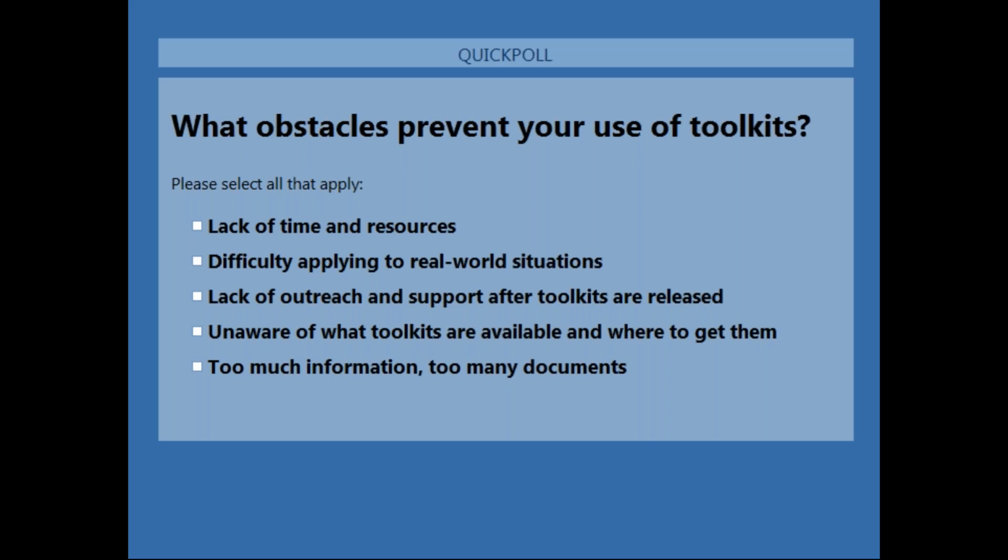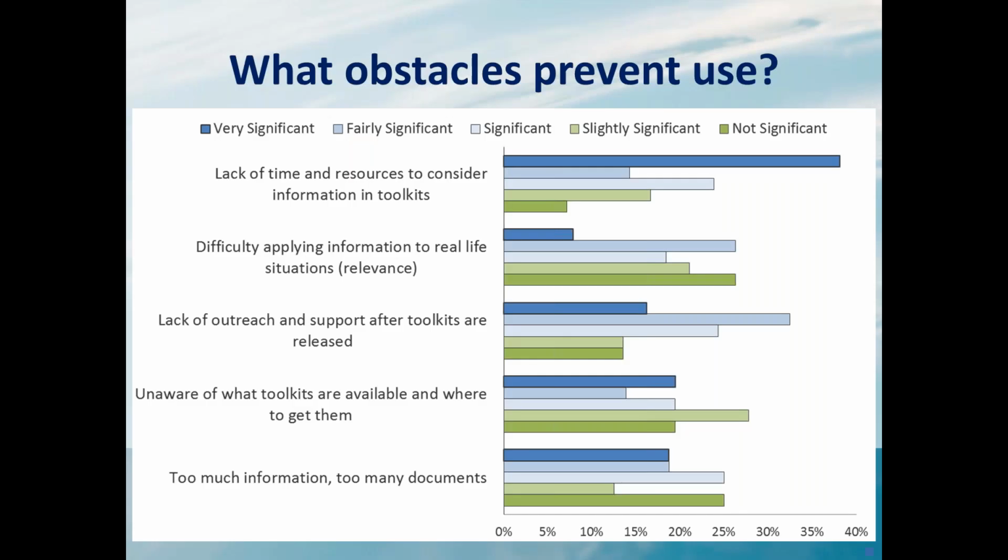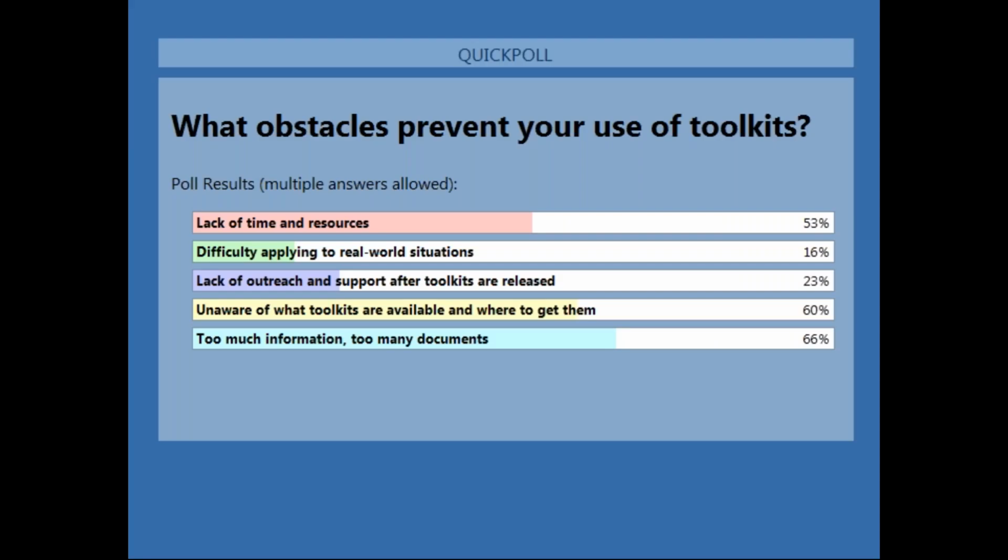Okay, so it looks like most people have finished voting, so we'll just close that and share the results. And sorry, I'm not sure why it's not showing for you, Kelly, but I'll read out the results. So the top choice was too much information, too many documents at 66%. Next was at 60% unaware of what toolkits are available. After that, lack of time and resources at 53%. 23% lack of outreach and support after tools are released, and 16% has difficulty applying in real-world situations.